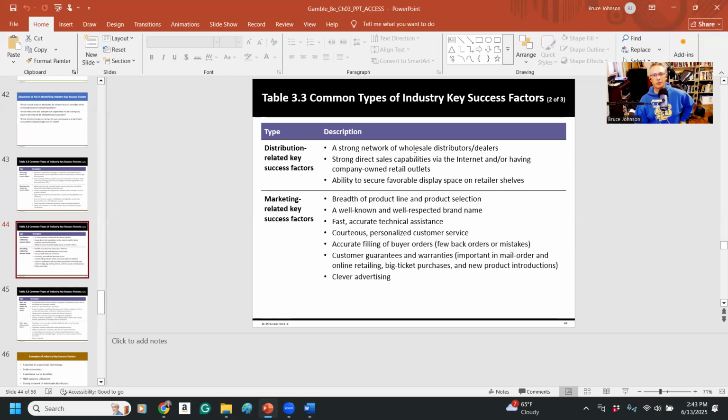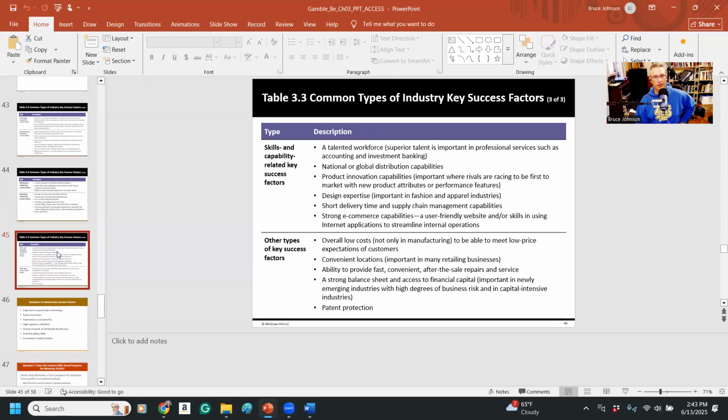Distribution, supply chain, those types of things. Maybe you've established a strong network of wholesale distributors or dealers. You have a strong direct sales capability that you didn't possess before, or you've been trying to establish or work towards. You have the ability to secure favorable display space on retailer shelves. That would be a distribution key success factor. I'll let you read the marketing. All right, we'll go to the next slide if you want to hit pause and you can read that one.